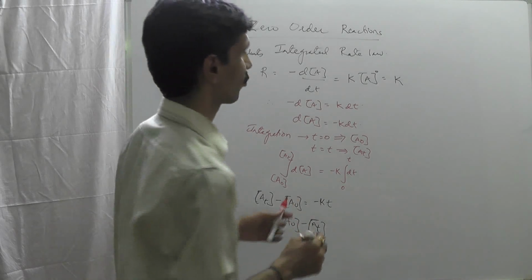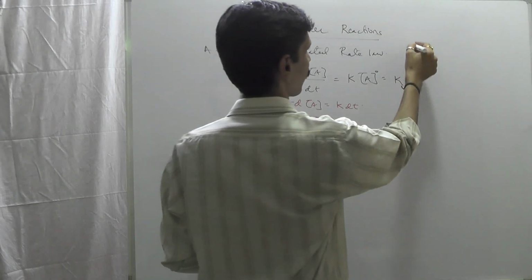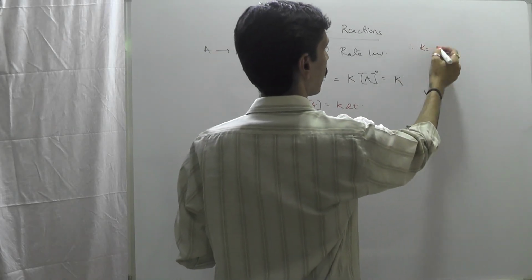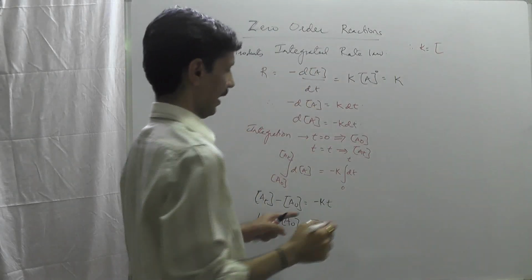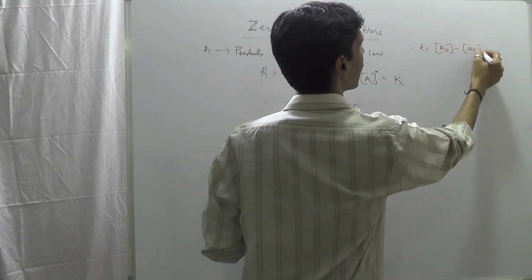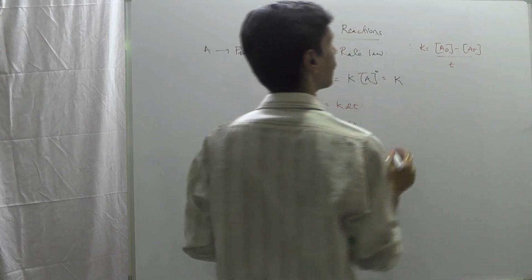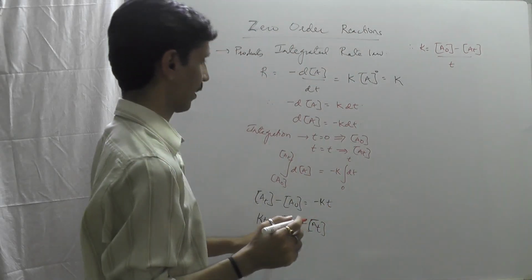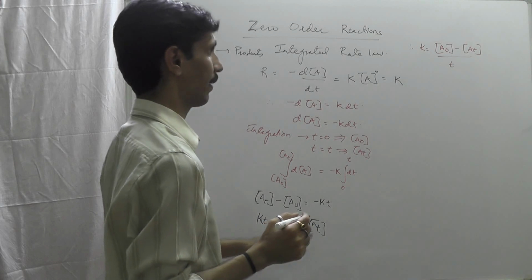ये मिलेगा. So therefore, what can I say is k will be equal to A0 minus At divided by what? t. Okay, k is equal to what? A0 minus At divided by t.